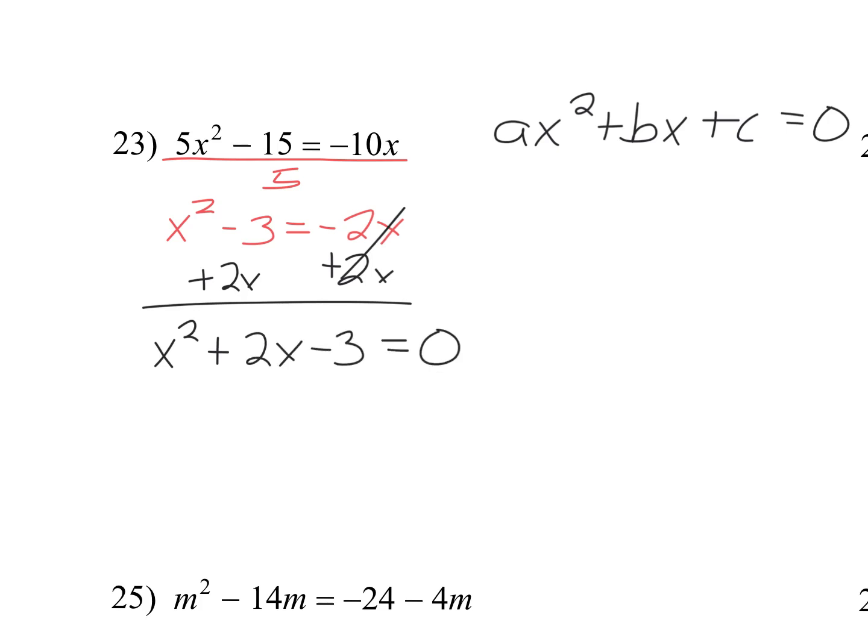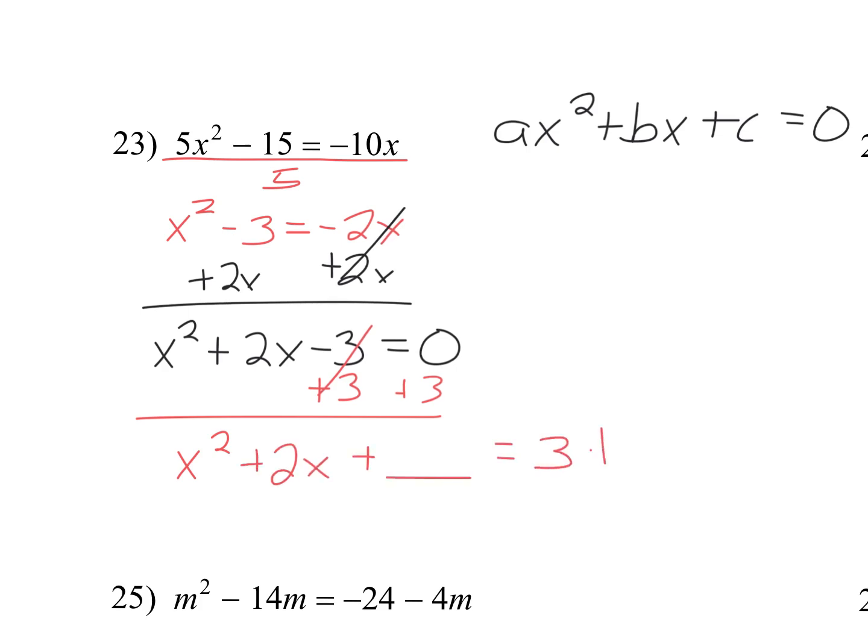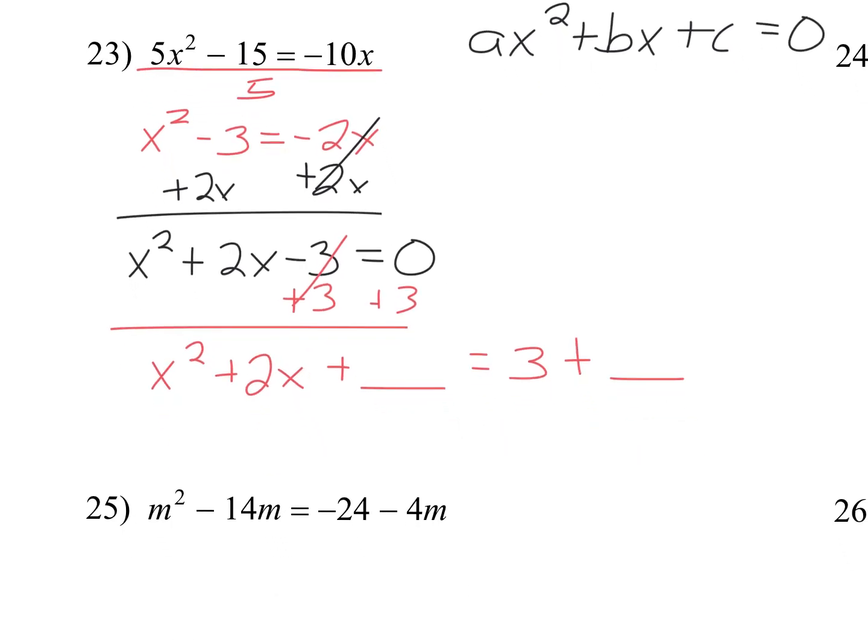Now we can start completing the square. What do I have to get rid of? The 3 by doing what? Adding the 3 over. Then we have x squared plus 2x plus blank equals 3 plus blank. So if you have a starting point that isn't in the correct form, you have to get it to the correct form first before you start moving things around, okay, and completing the square.